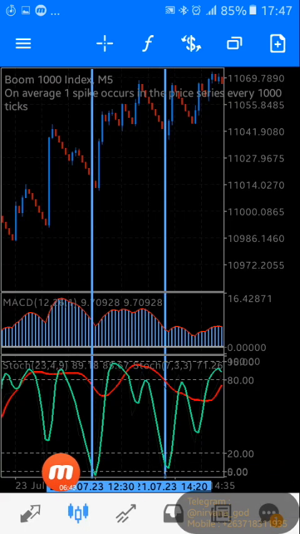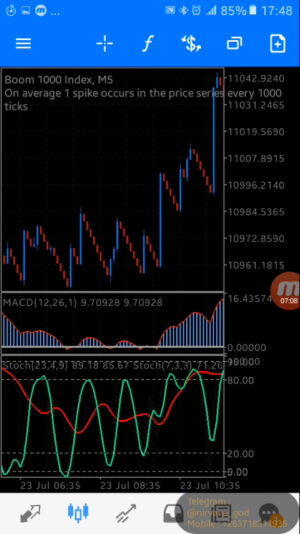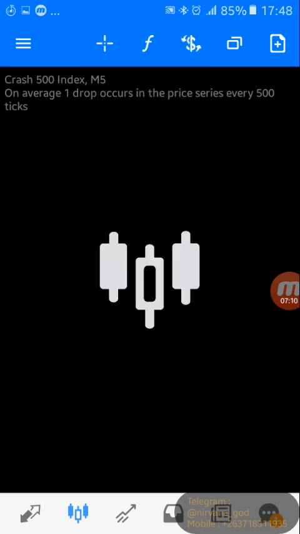Do you see this? Where the green stochastic reached oversold and got into this zone once the histogram was above level 0, a spike happened. Same thing here. The histogram was above level 0, a spike happened. So you only wait for your green stochastic to pull back to this zone. You don't enter when it's here. You wait for it to pull to this zone between level 20 and level 5. Anywhere between that level, as long as the histogram is above level 0, a spike will always come. So let's shift, for example, and go to crash 500.